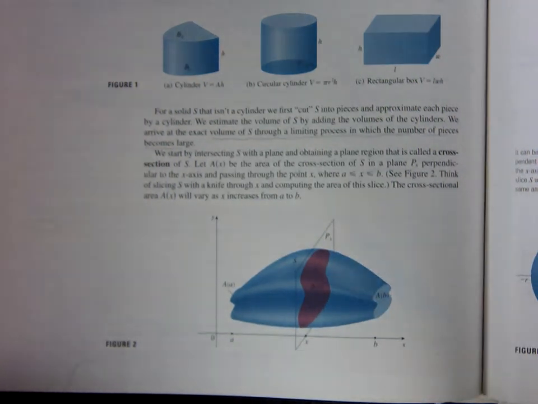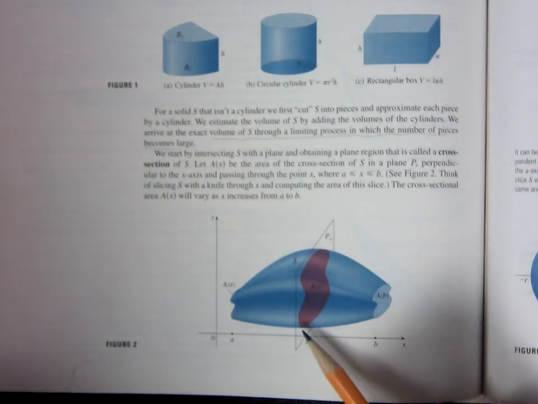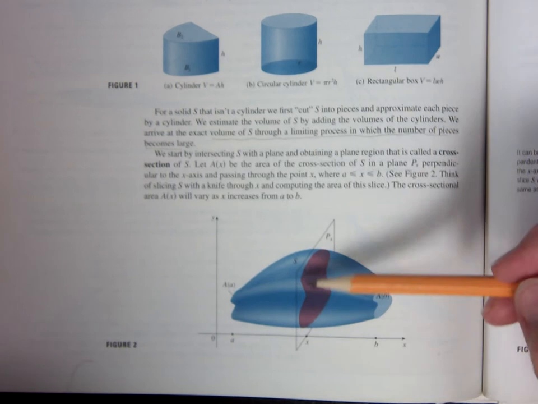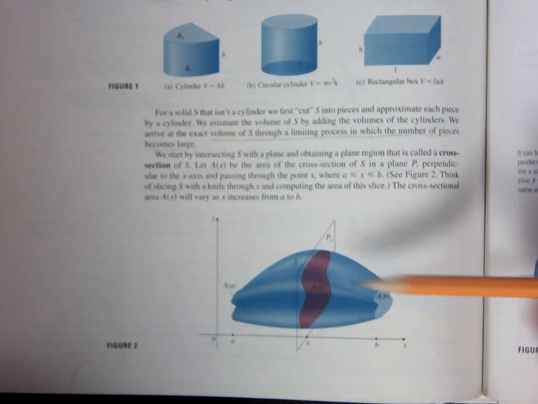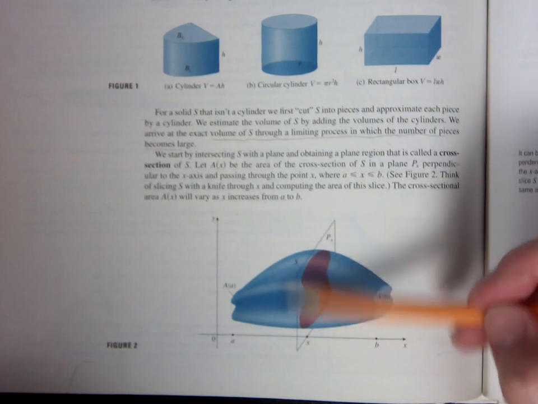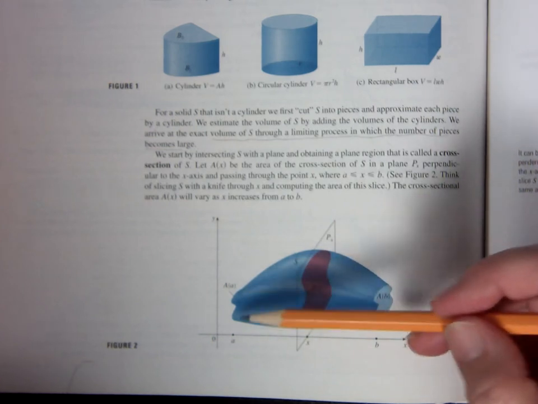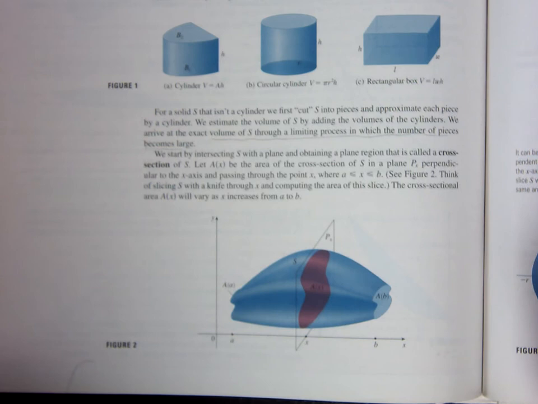Now, just like before when we used rectangles, when the shape underneath it wasn't a rectangle, we're going to do something similar here. And we're going to use a cylinder. We're going to estimate cylinders along here so that we can estimate the volume, and that cylinder would have some kind of thickness.